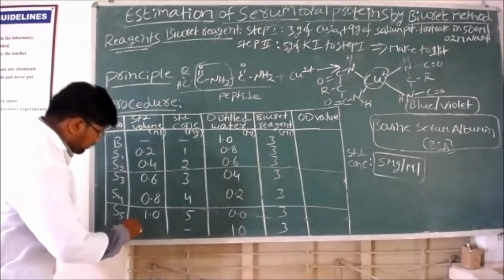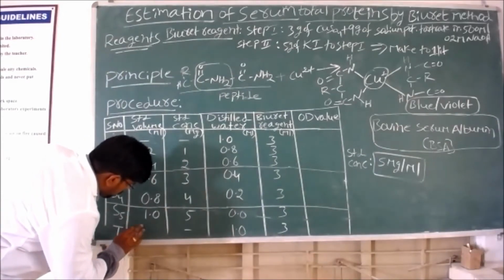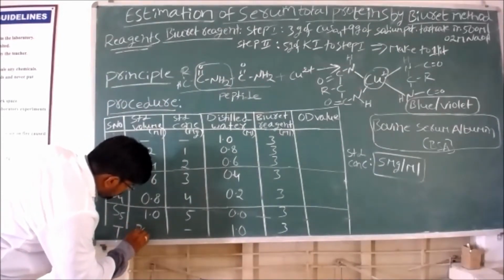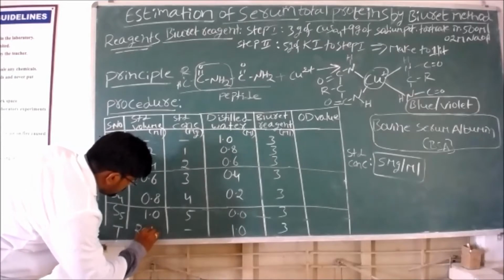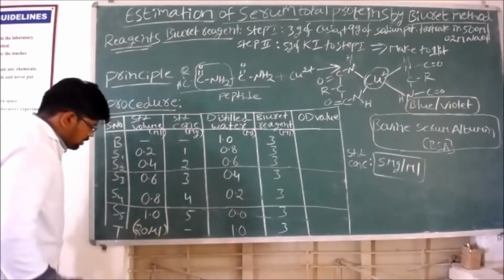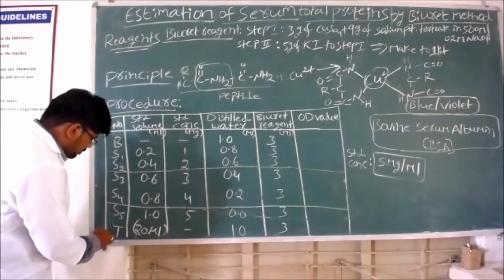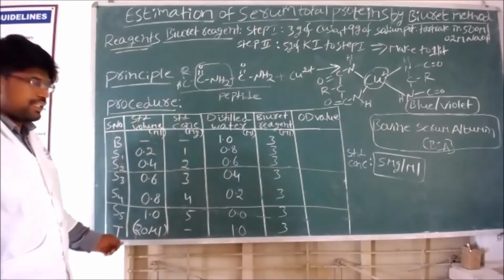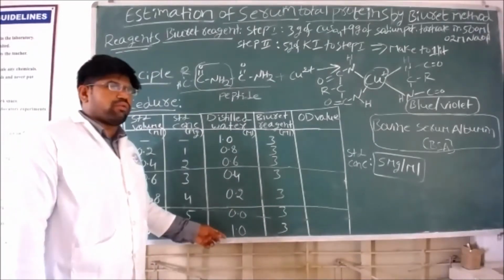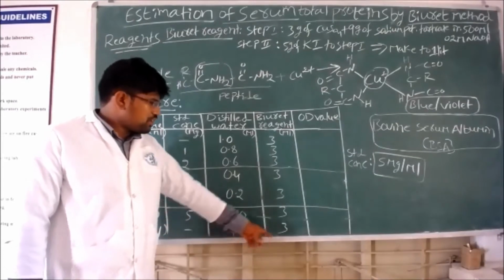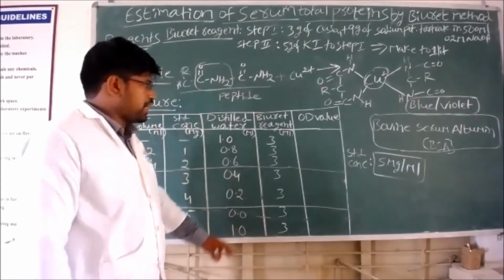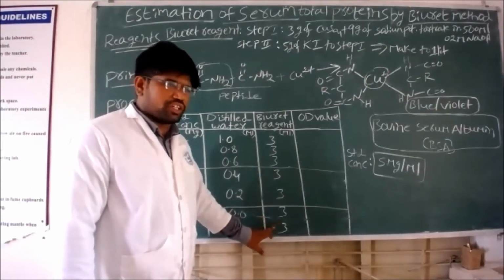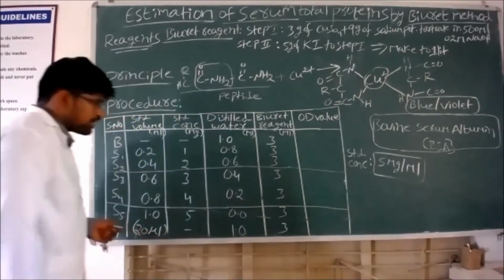Regarding the test preparation, we will take 20 microliters of the serum. To this we add 1 ml of the distilled water. Finally, we'll add the 3 ml of the reagent. So in this way, we'll prepare the test.